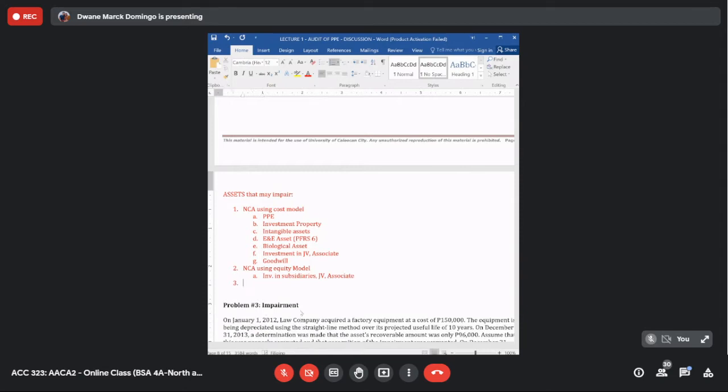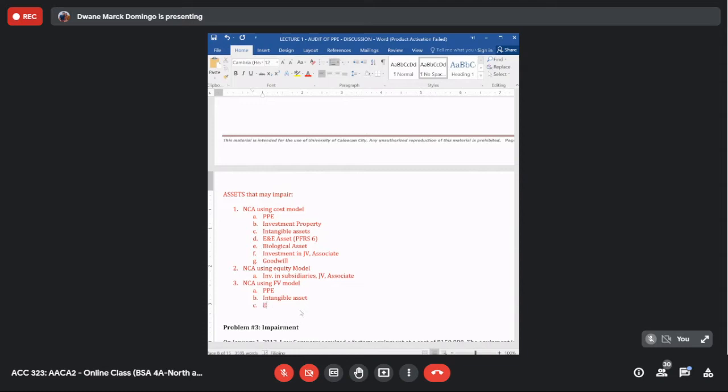And then, next is non-current asset using fair value model or revaluation model. So, PPE and intangible asset. And then the E&E asset mo under PFRS 6. And then lastly, number 4, yung cash generating unit.